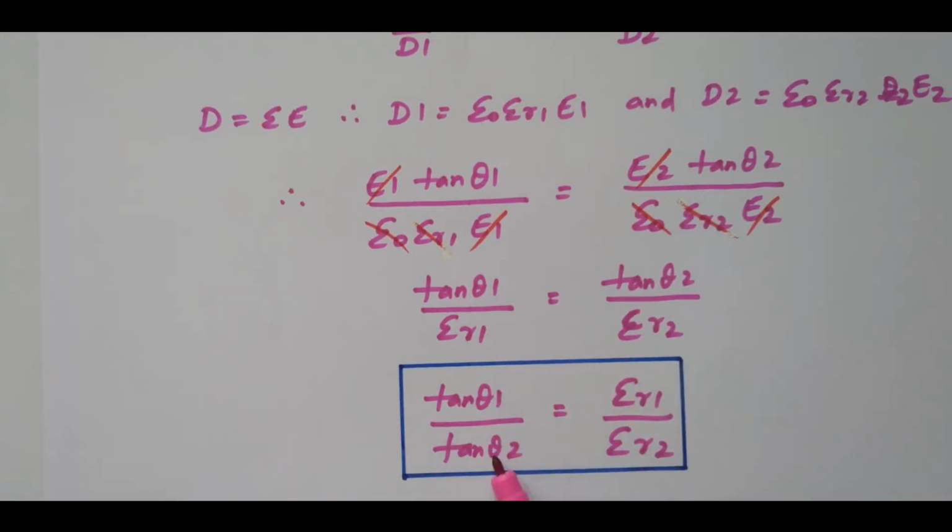So by using this relation we can find the parameter. Suppose theta 1, theta 2 and epsilon R1 are known, we can find epsilon R2. By using three parameters, the fourth parameter can be calculated, right? So in this we discussed the dielectric boundary conditions. There are two boundary conditions available. The first boundary condition deals with the normal component of the displacement density vector. The second boundary condition deals with the tangential component of electric field intensity. Finally we got this relation also, that can be used to measure the parameters.